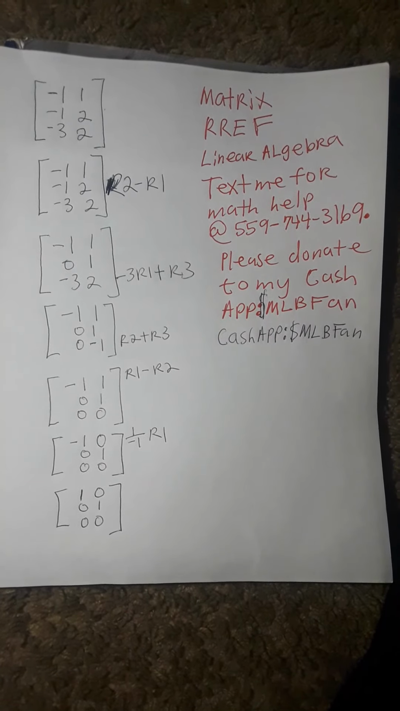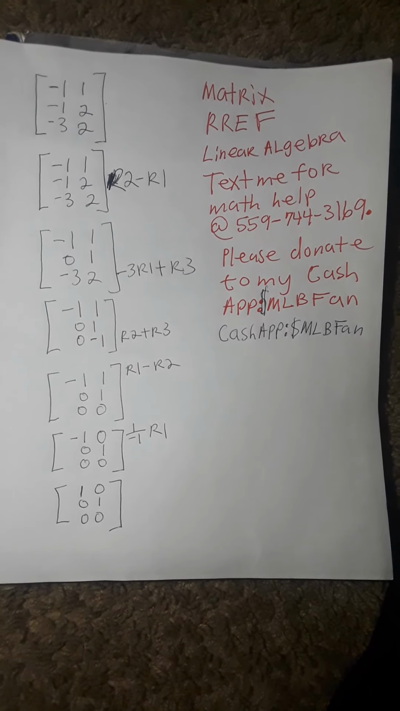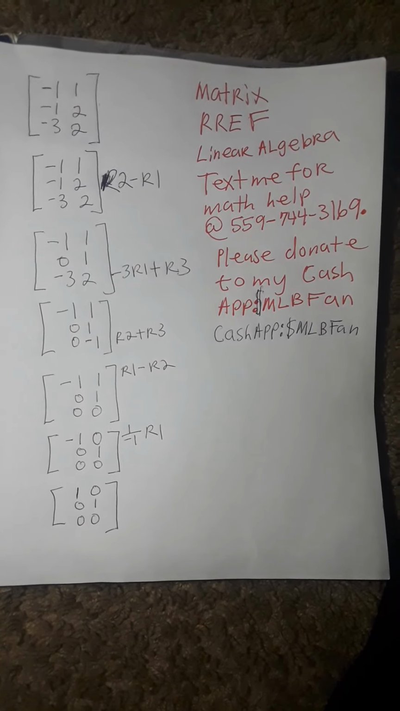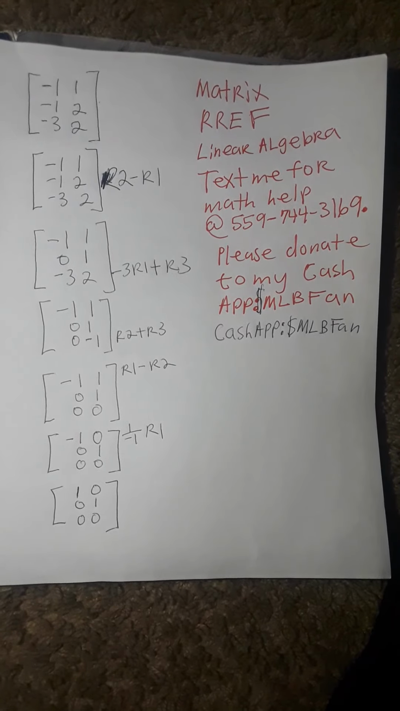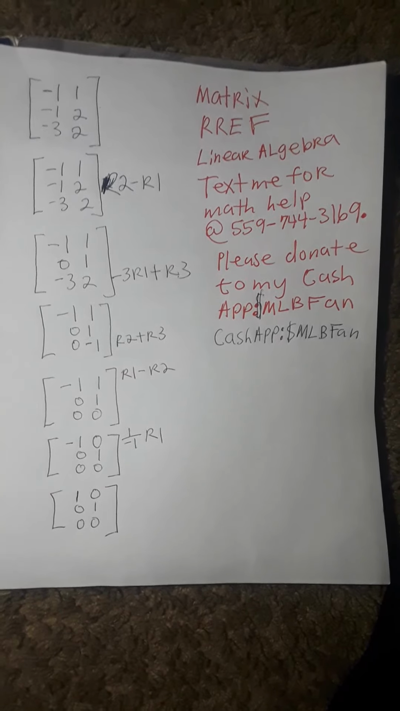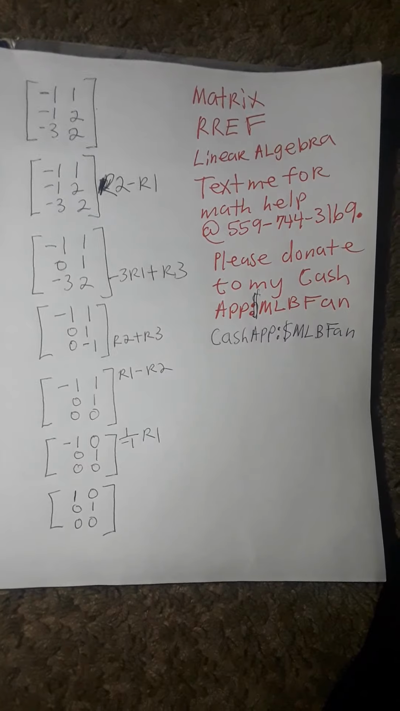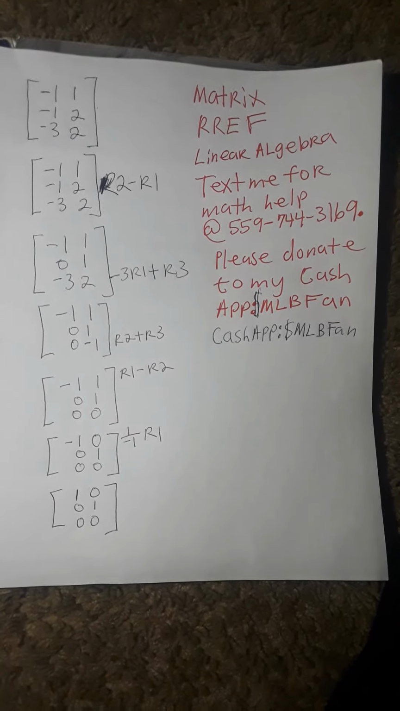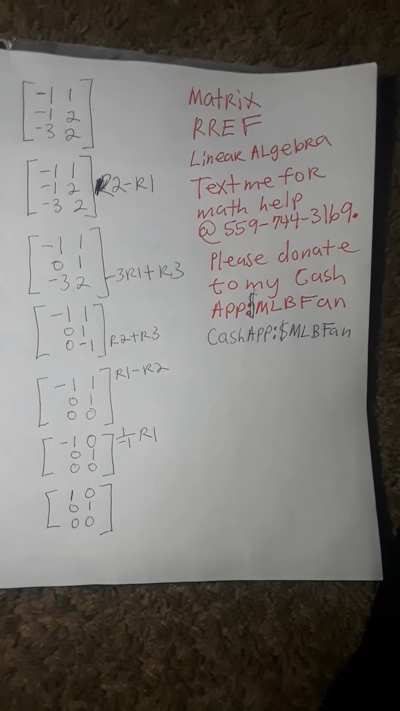Now we want to do row 2 plus row 3. And in row 2, you should see 0, 1. And in row 3, 0, -1. So you do 0 plus 0, that's going to give you 0. And 1 plus -1 will give you 0. So now in row 3, you have all zeros. So the new matrix is going to state -1, 1, 0, 1, 0, 0.